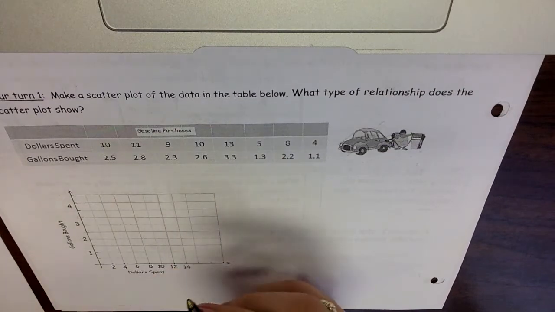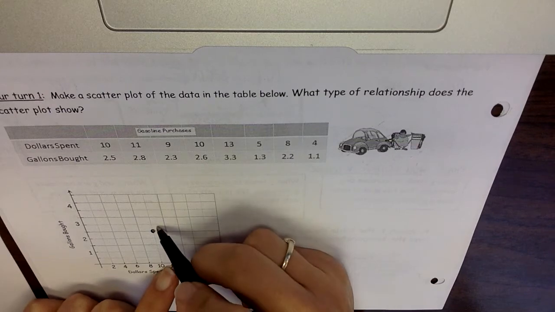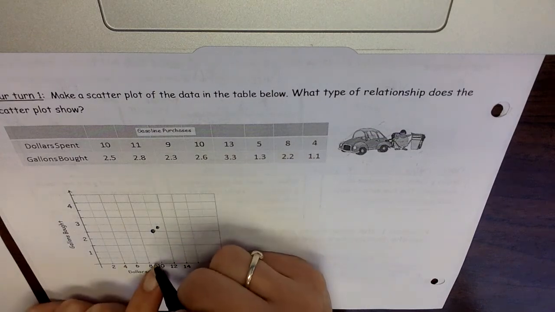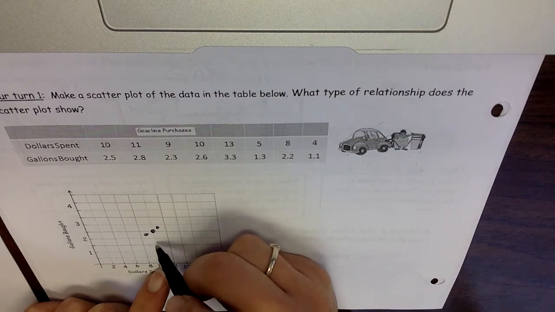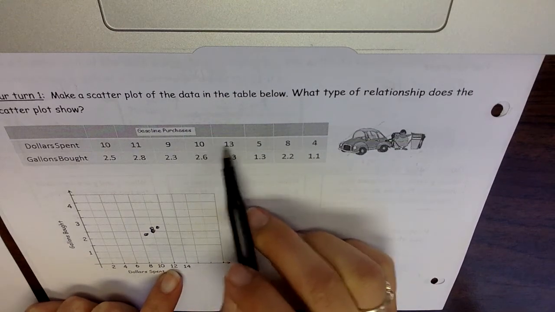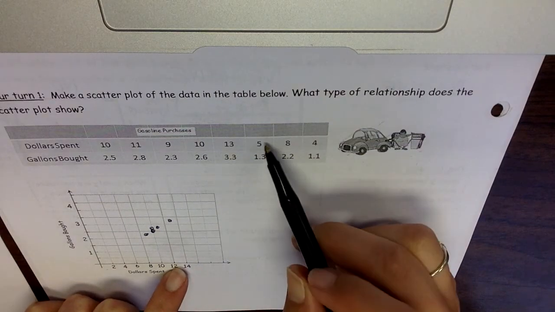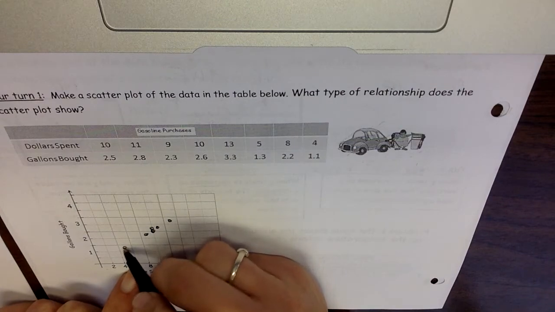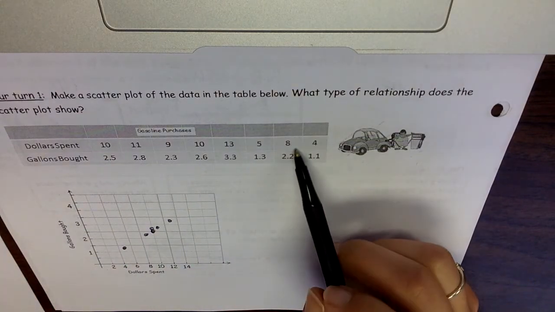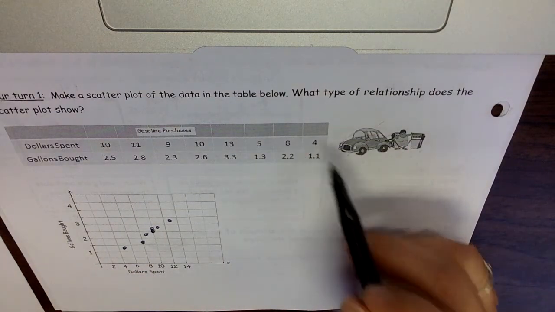All right, $10 is 2.5. $11 is 2.8. $9 is 2.3. $10 is 2.6. $13 is 3.3. $5 is 1.3. $8 is 2.2. And $4 is 1.1.